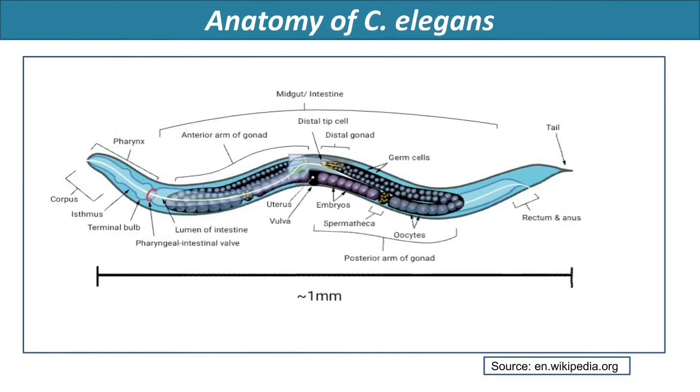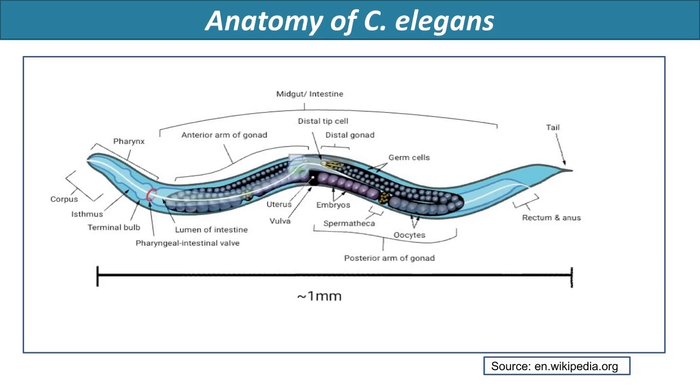Now coming to the anatomy of the organism, that is the anatomical structure of C. elegans. The basic anatomy of C. elegans includes a mouth, pharynx, intestine, gonads and rectum, etc. Like all nematodes, they have neither a circulatory nor a respiratory system.